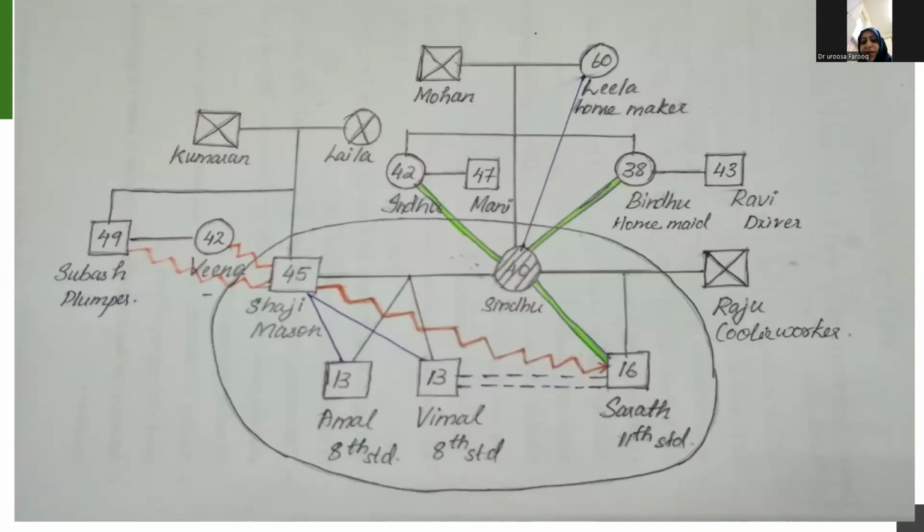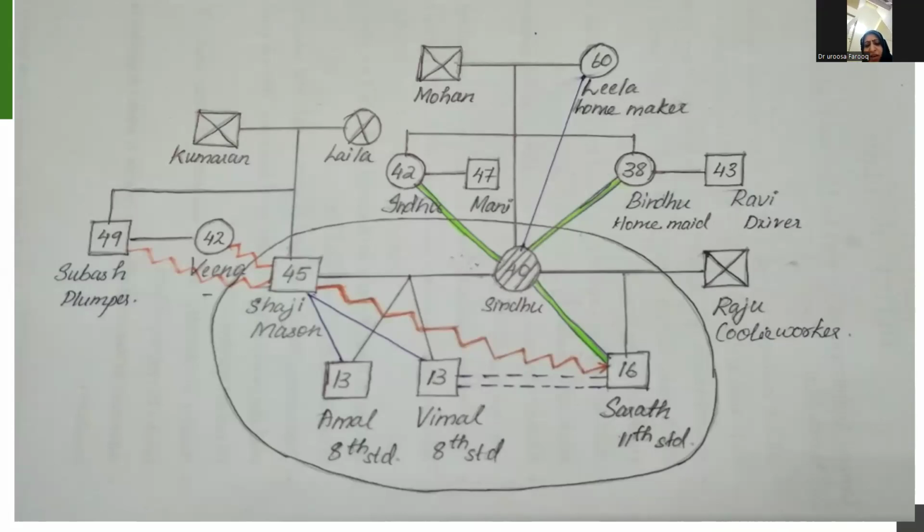Basically, Sindhu is our patient, and the bold lines show a good relationship. We have green lines. Sindhu has a good relationship with Indra, Bindu, and Cedar, the seventh standard child. And Saji is not having a good relationship with Sindhu's son, I guess, Sarath. The zigzag line shows a bad relationship, and the bold line shows a good relationship.